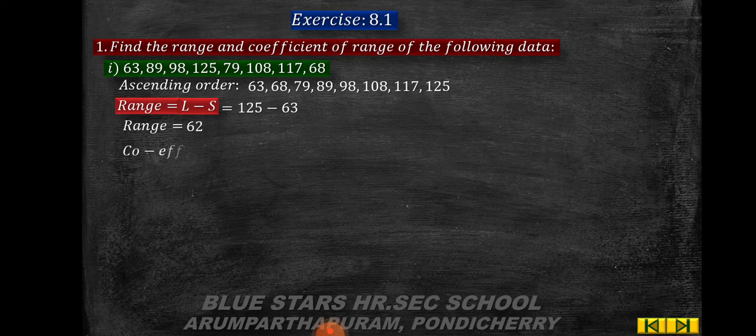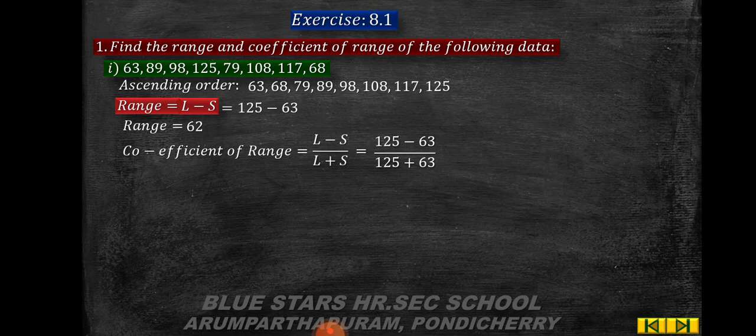Next, you have to find the coefficient of range. Coefficient of range is equal to L minus S by L plus S, which is equal to 125 minus 63 by 125 plus 63, which is equal to 62 by 188. So 62 should be divided by 188.